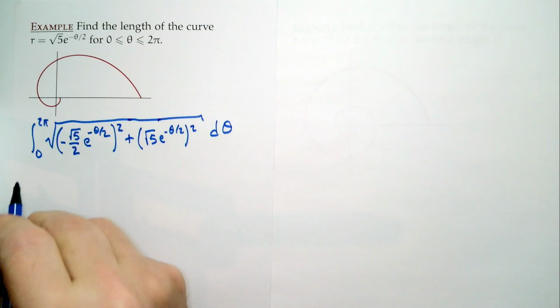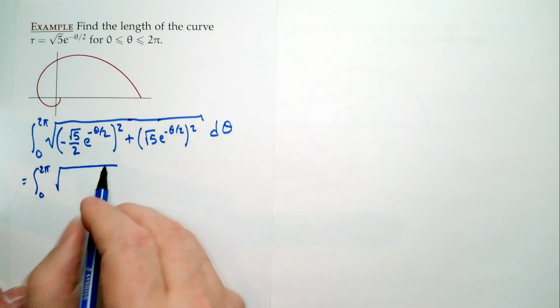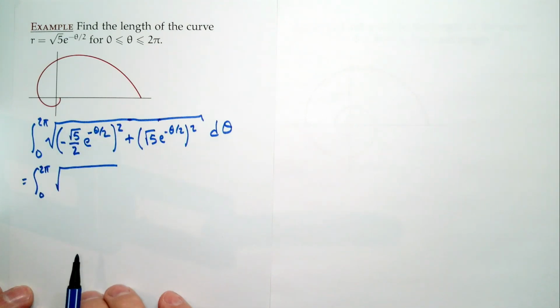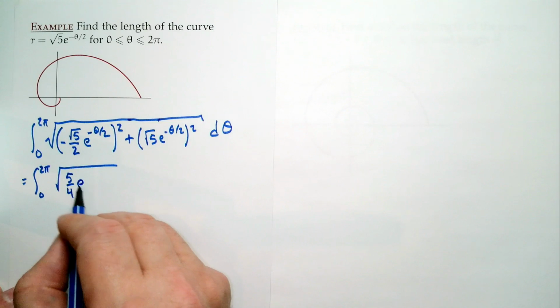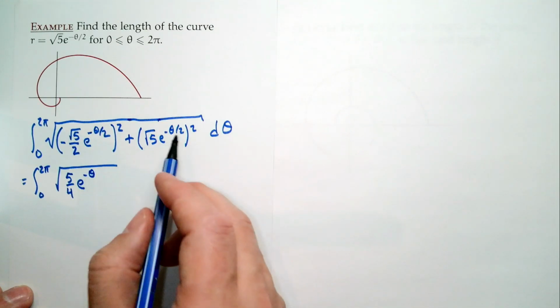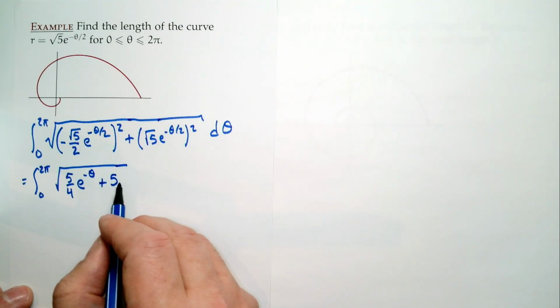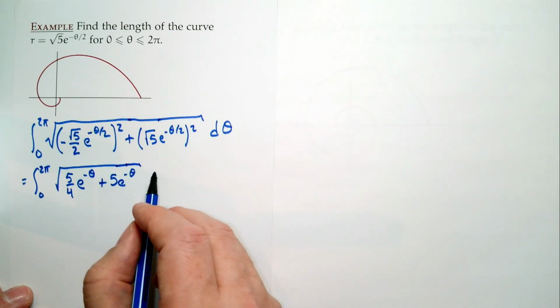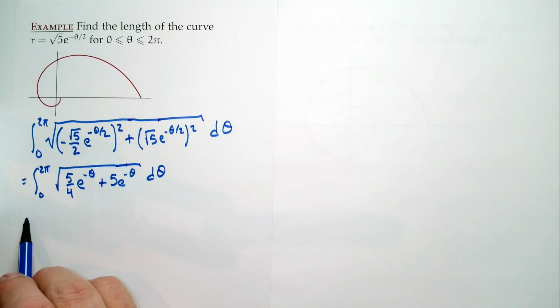Well, what happens when I square this first term? What comes out? 5/4 e to the negative theta. In the second term, what comes out? 5 e to the negative theta. Okay. Now, certainly we can pull out the e to the negative thetas.